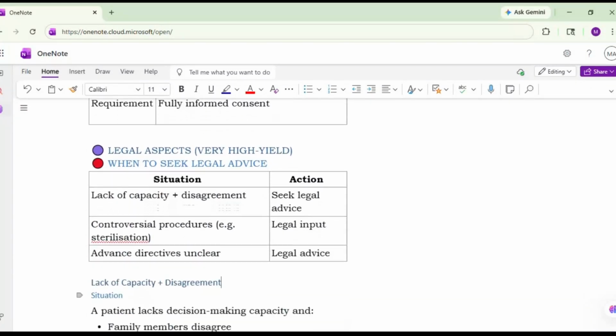Then there are certain legal aspects. Sir, ultrasound, not only verbal? Yeah, yeah. Written is not required. Okay, yes, sir.